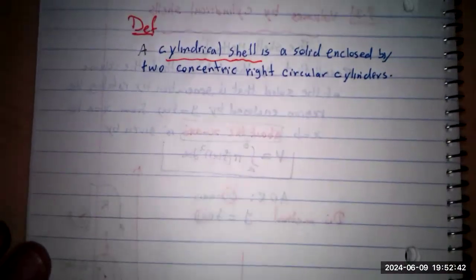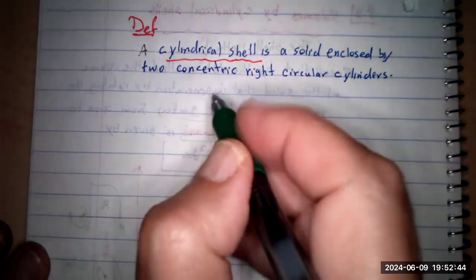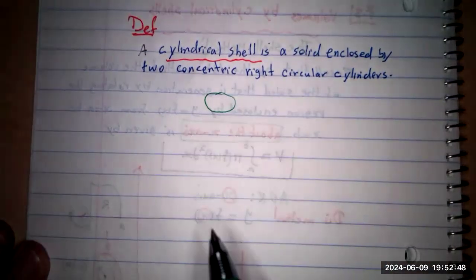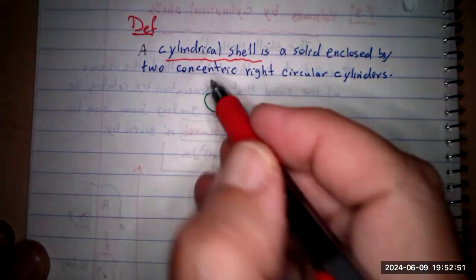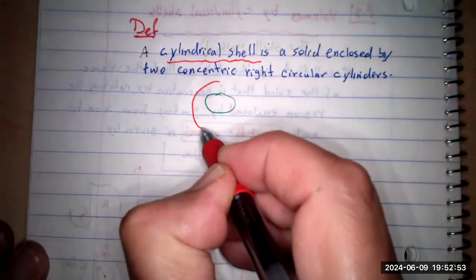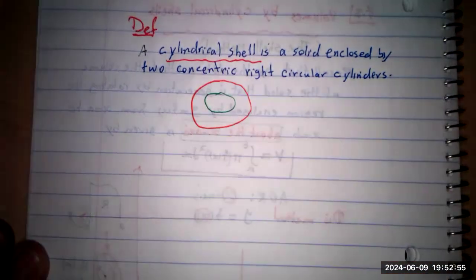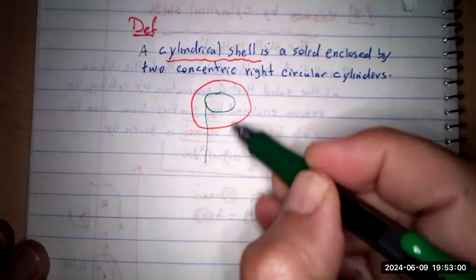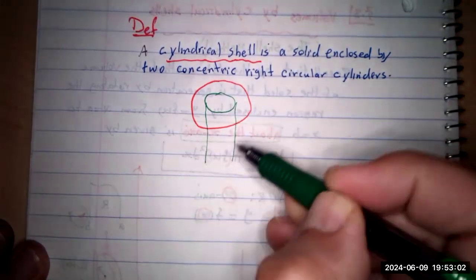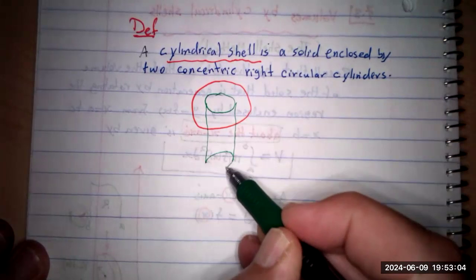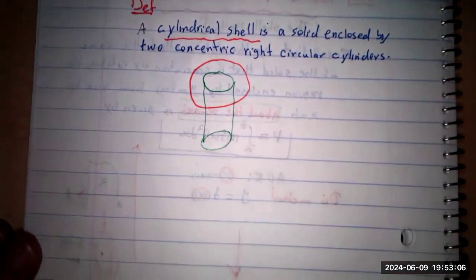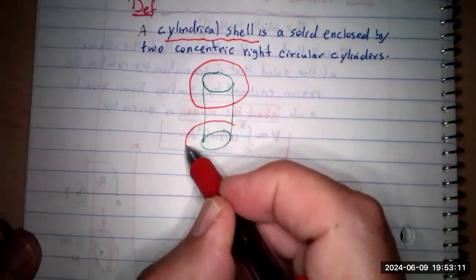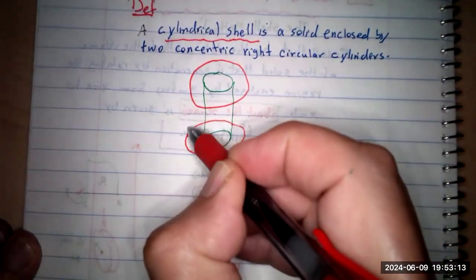So this is the situation that we have. You want to graph it. You get one circle inside, okay, this is the smaller one. Then you are going to have a bigger one outside. So this is going to be the inside cylinder. Then you're going to have an outside one here.